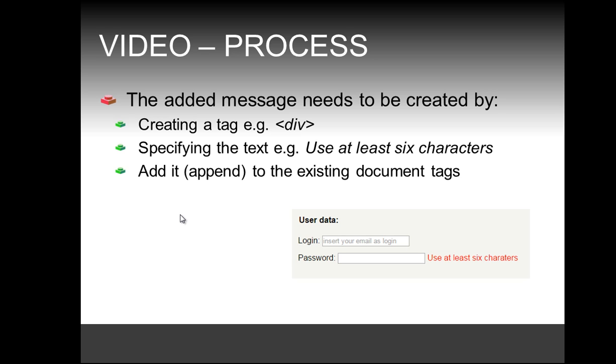Now, the process essentially to add the message is the following. We need to create a tag. In our case, it's going to be the div tag. And we're going to do that with JavaScript. We're going to specify the text, so in our case, it will be use at least 6 characters. And again, we're going to do it with JavaScript, and we're going to add it with JavaScript to the existing document tags. That is essentially the process to follow.